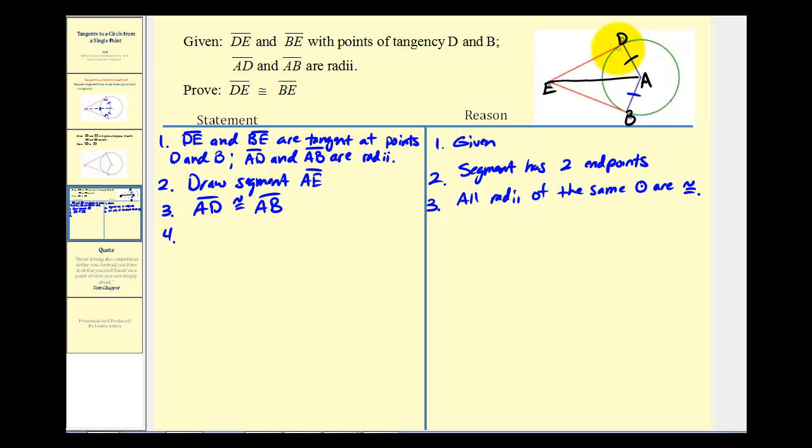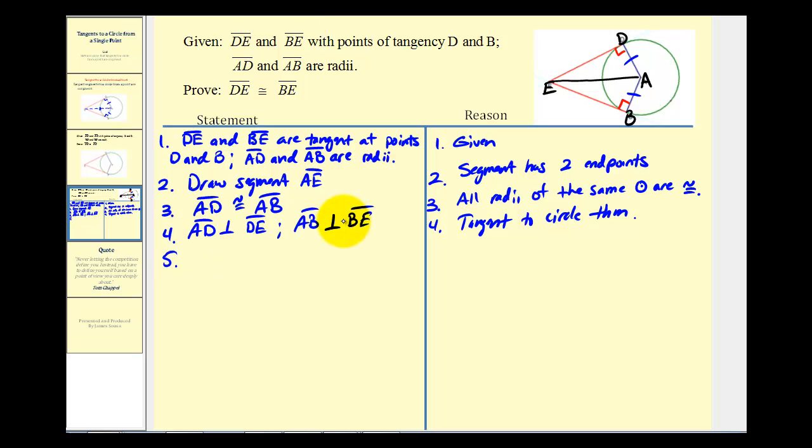And we also know that this angle here and this angle here are right angles because these two segments are perpendicular to the two radii. So segment AD is perpendicular to segment DE, and segment AB is perpendicular to segment BE. This is by the tangent to circle theorem. And if these are perpendicular, we know the measure of angle ADE equals 90 degrees, and so does the measure of angle ABE. This is by definition of perpendicular lines.